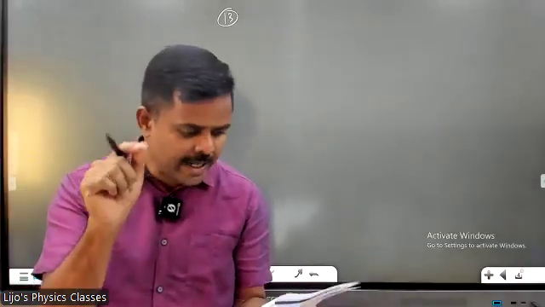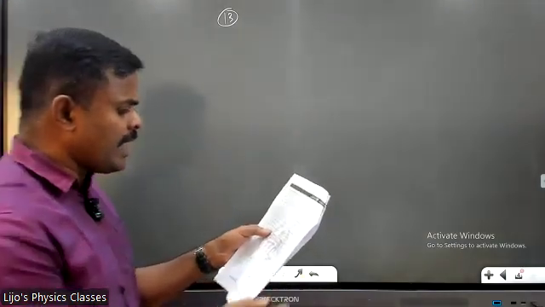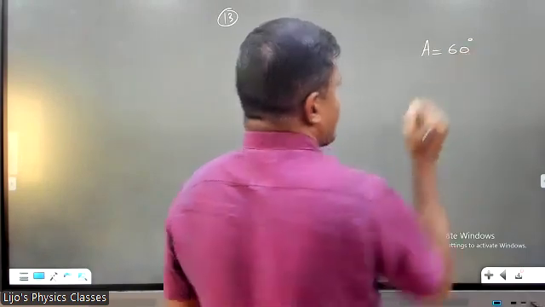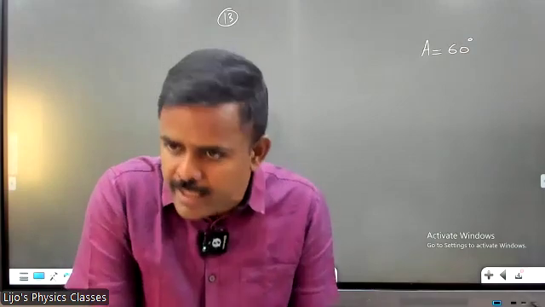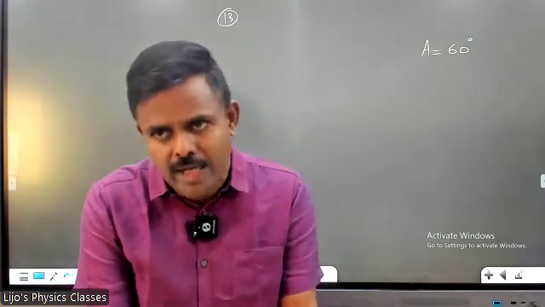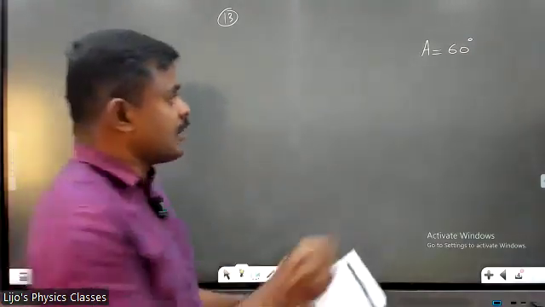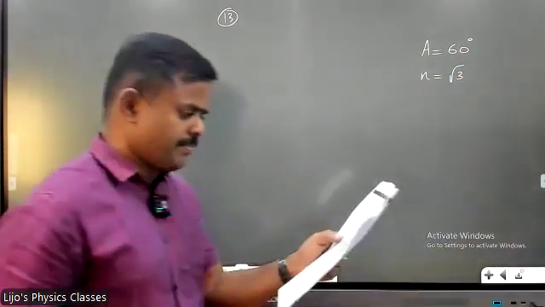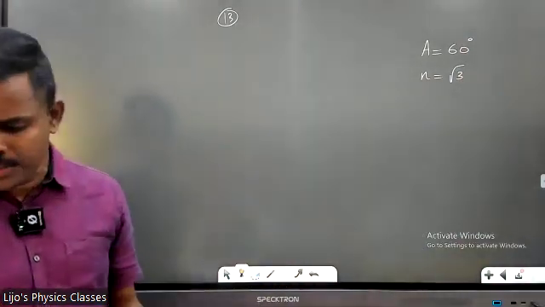Okay, can you read it again? Question number 13. A ray of light incident on an equilateral glass prism. Equilateral means all angles are 60, 60, 60. All sides are equal. Correct? Then what? Refractive index is also given. Refractive index is root 3. Moves parallel to baseline. Find the angle of incidence for this ray.